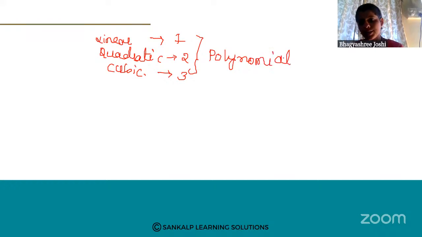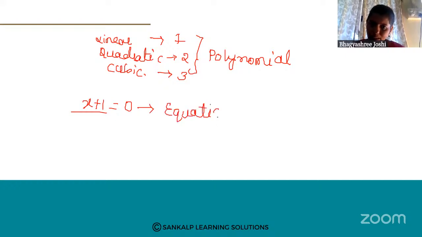What do you mean by equation then? See, for example, x plus 1 is a polynomial. If you equate a polynomial with 0, 0 means you can equate with any number also, then it is called an equation. So this is an equation. Or else you can say x plus 1 is equal to 5. This is also one type of equation only.